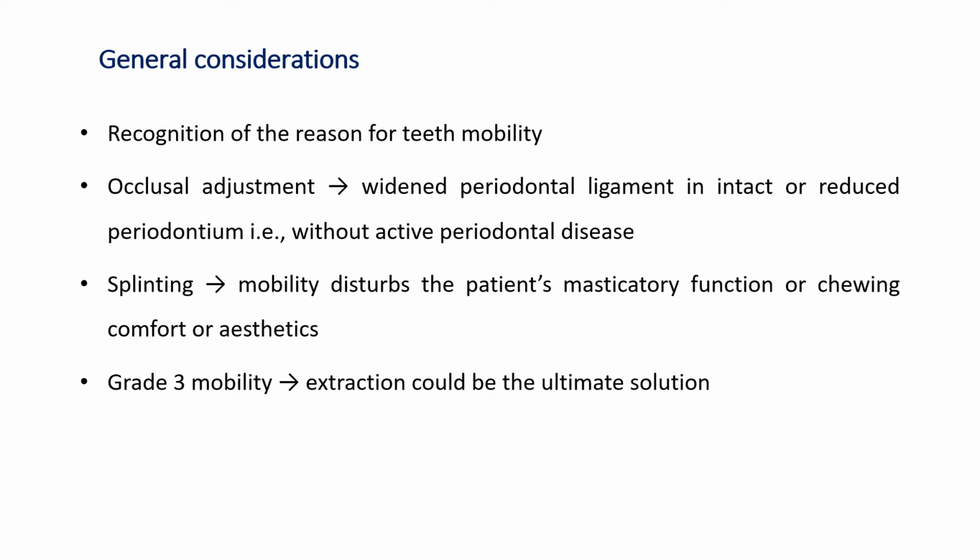In cases where occlusal adjustment will not reduce the tooth mobility, reduction of mobility can only be achieved by a splint. Splinting in such situations is only indicated if the mobility disturbs the patient's masticatory function or chewing comfort or aesthetics. If the increased tooth mobility is due to a combination of widened periodontal ligament and reduced periodontal support height without active periodontal disease, the occlusal adjustment may be sufficient to reduce the mobility to an acceptable degree.